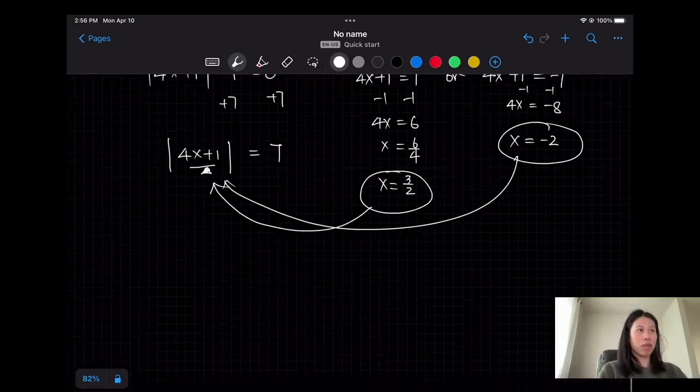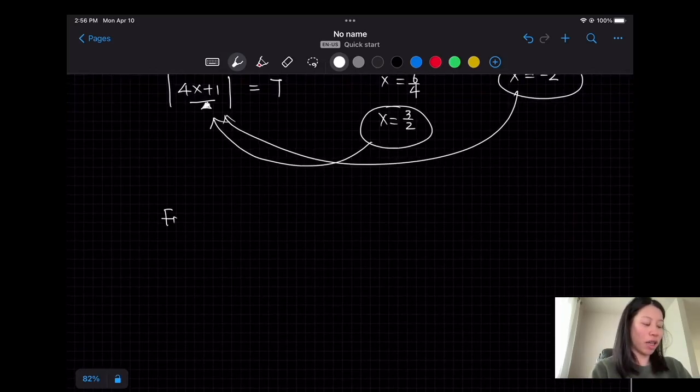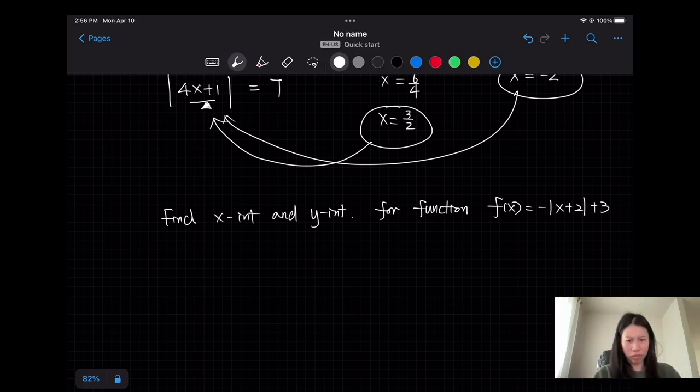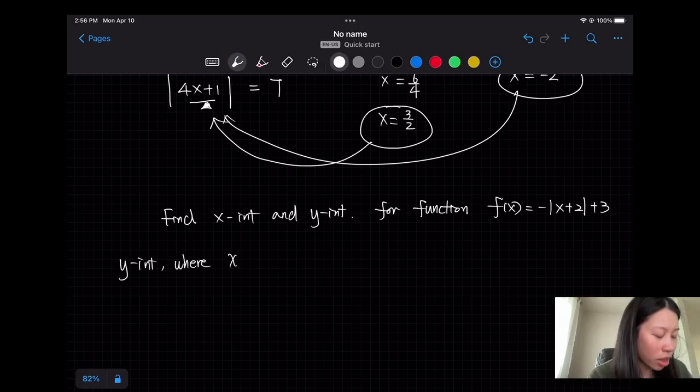Okay, so something like, hey, I want you to find the x-intercept and y-intercept for the function f(x) equals negative absolute value of x plus 2, plus 3. Okay, in here, the y-intercept is easier, so let's try to find the vertical intercept first. So the y-intercept is when x equals 0.